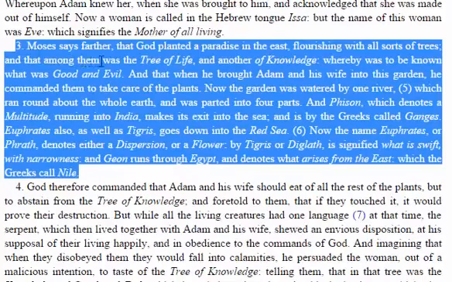So it says, Moses saith further that the Most High planted a paradise in the east. See, in the east, flourishing with all sorts of trees, and that among them was the tree of life, and another of knowledge, whereby was to be known what was good and evil. And that when he brought Adam and his wife into this garden, he commanded them to take care of the plants. Now the garden was watered by one river, see, one river, which ran round about the whole earth, and was parted into 4 parts.